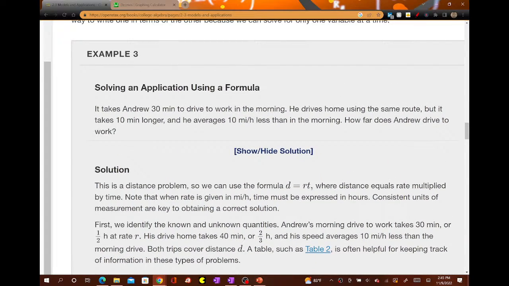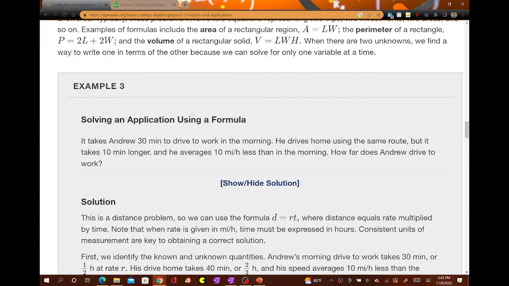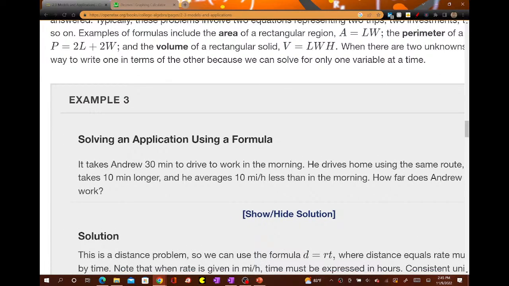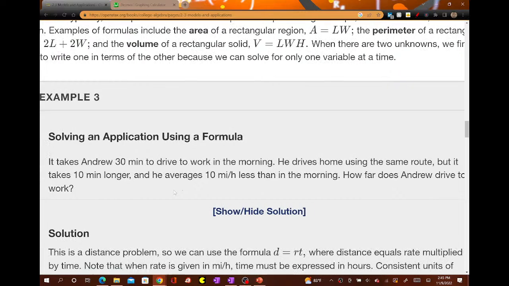So this one says it takes Andrew 30 minutes to drive to work in the morning. He drives home using the same route, but it takes him 10 minutes longer and he averages 10 miles per hour less than in the morning. How far does Andrew drive to work? Okay, let's see here. So yes, this is a distance problem.